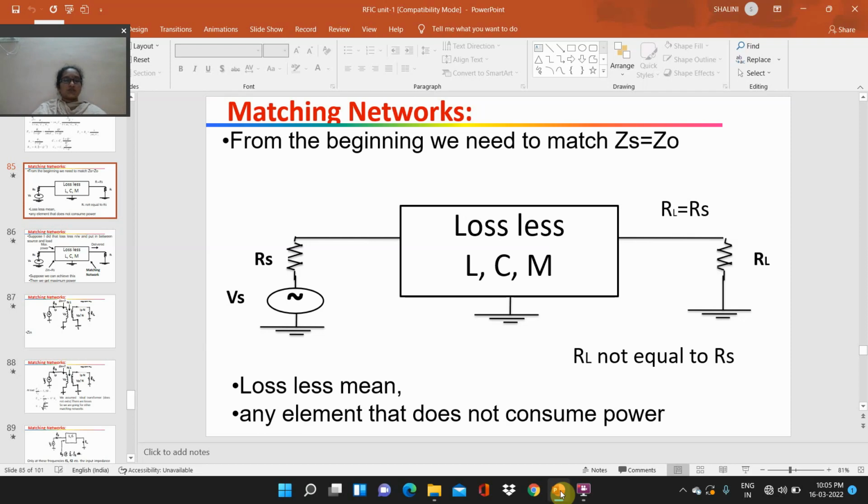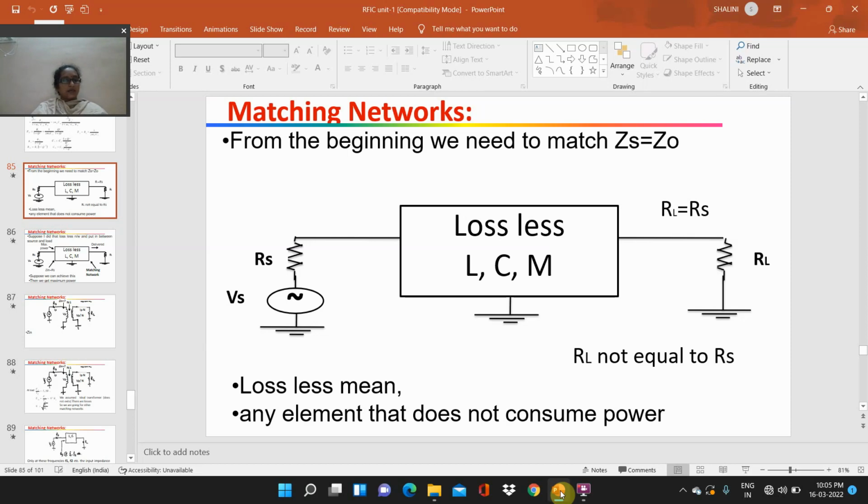So which networks do we have to choose, and why do we have to choose these networks? Mainly these networks are chosen in order to correct any mismatching in the networks, simply by choosing L, C, M.